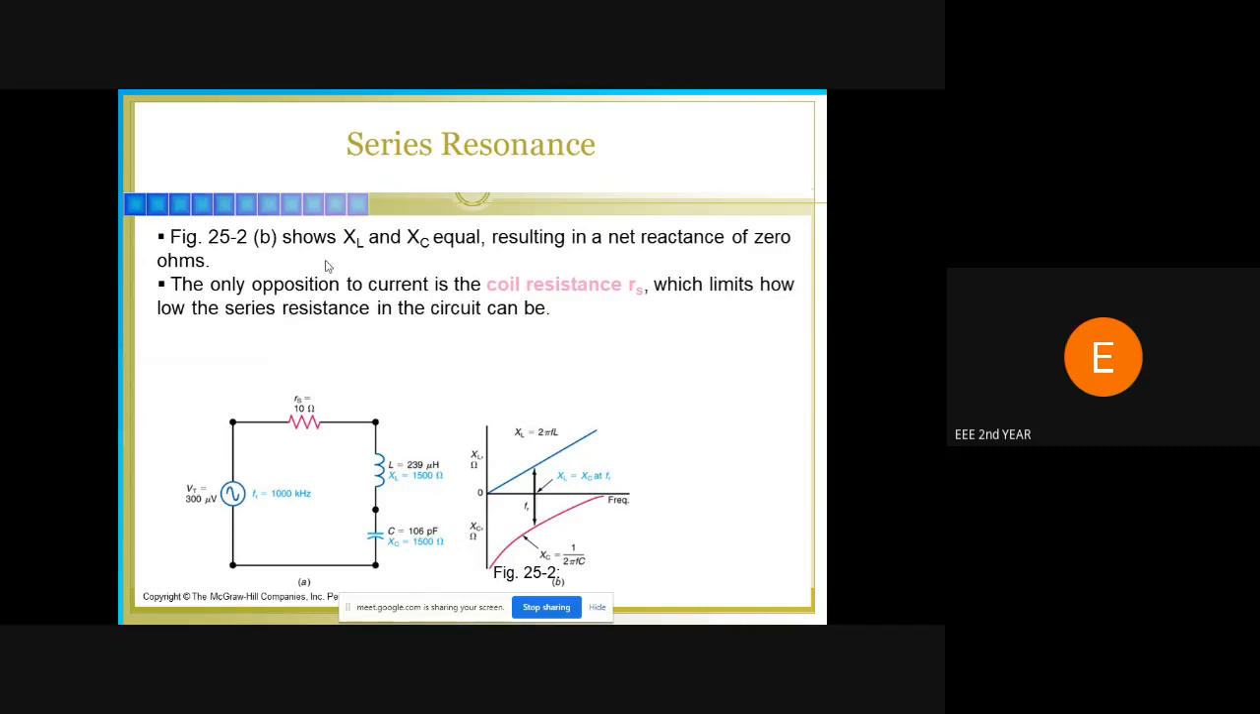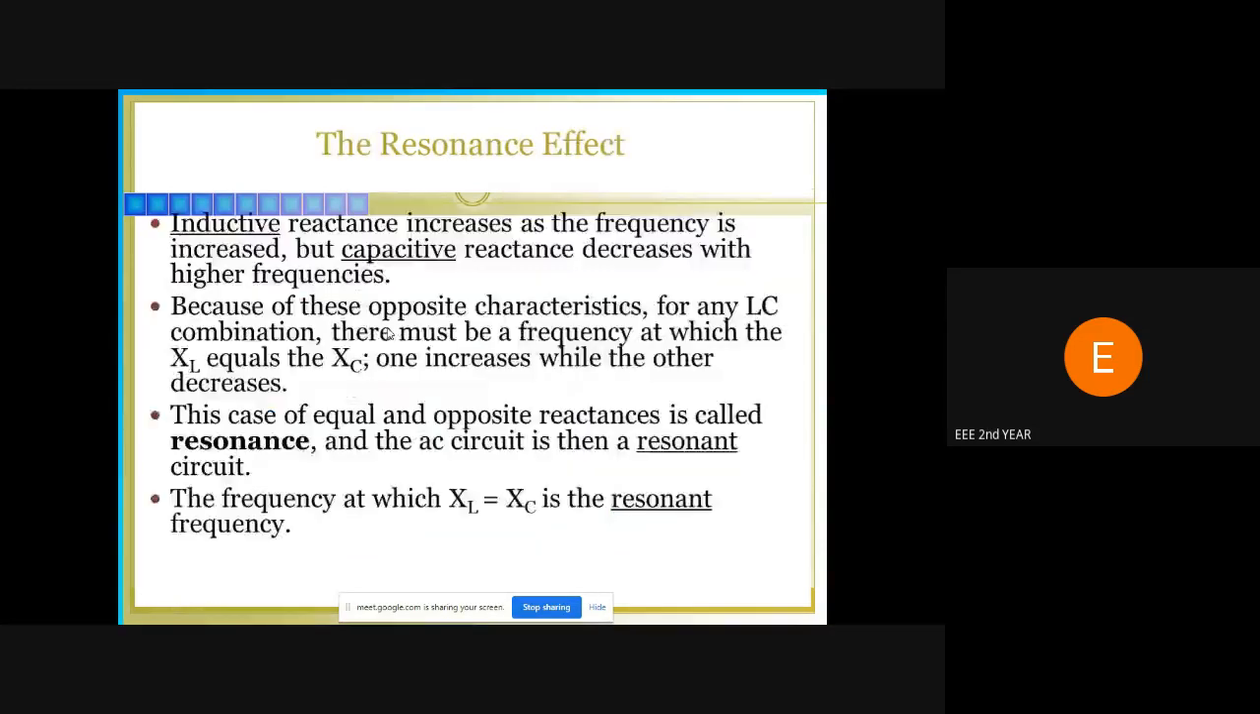So these are the different types of questions which may be asked in the GATE exam. So in the next session, let's discuss the parallel resonance. After that, we can solve some problems in resonance.